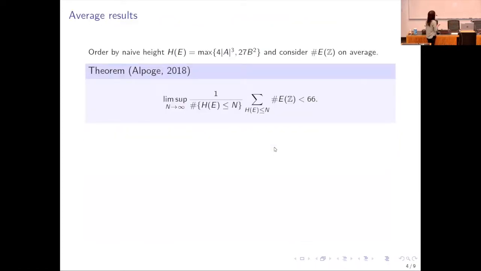If we look at some average results that are already known, if we take elliptic curves with short Weierstrass equation, vary A and B, order these curves by naive height, and consider the number of integral points on average over all these short Weierstrass equations, then it's a result by Levent that the average is bounded above by some constant less than 66. This 66 can be improved to something like 8/9 if you assume the minimalist conjecture.